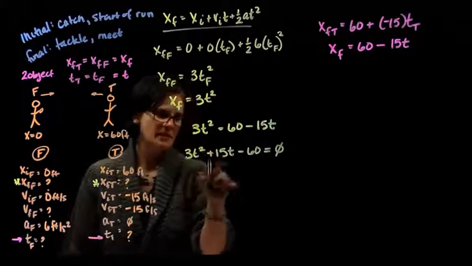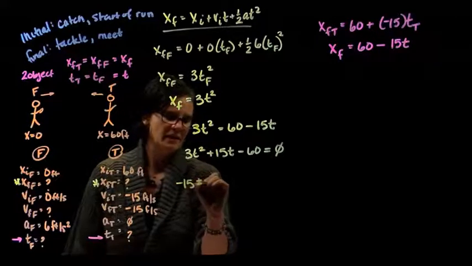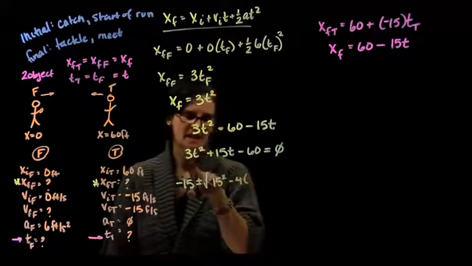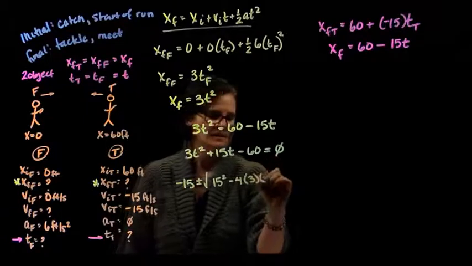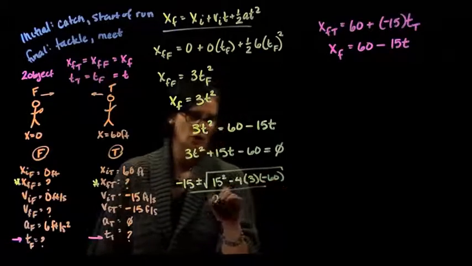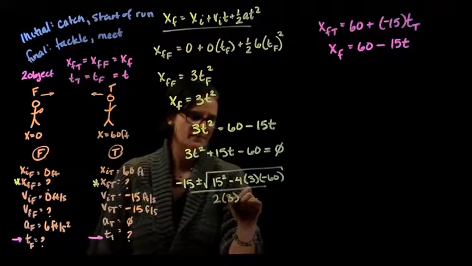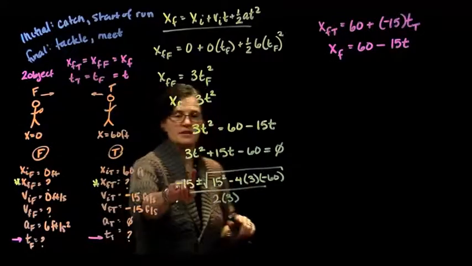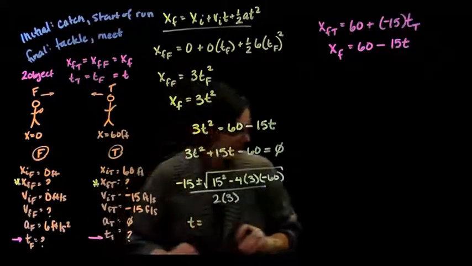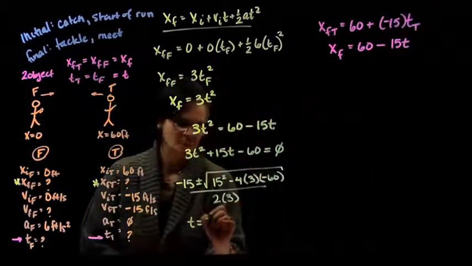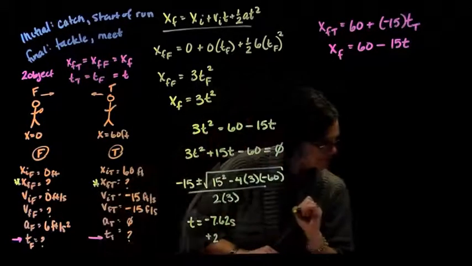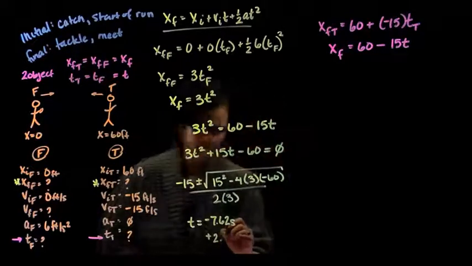Now I have a quadratic equation, and I can solve it using my quadratic formula. So the opposite of b, minus 15, plus or minus the square root of 15 squared, minus 4 times a, 3 times c, negative 60, all over 2 times a, 3. Now, this will give me two results. I have this plus and minus here. And according to your book, those two results are going to be, time is either going to equal negative 7.62 seconds or positive 2.62 seconds.